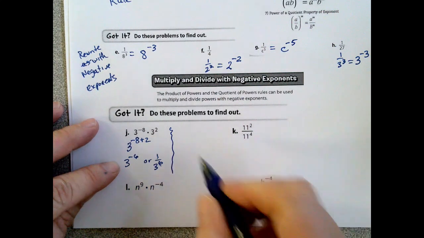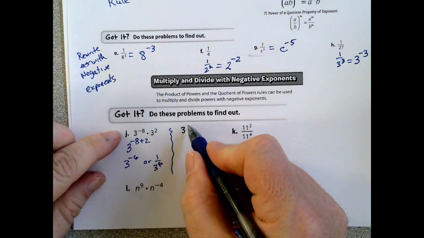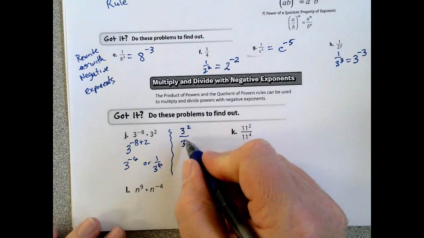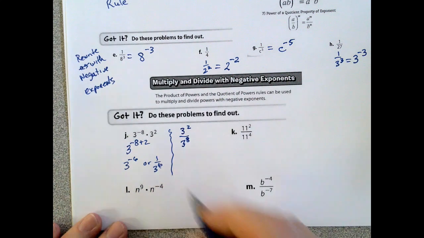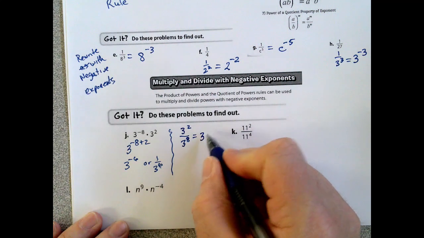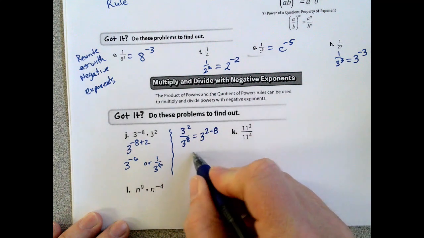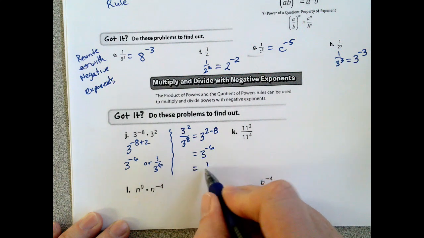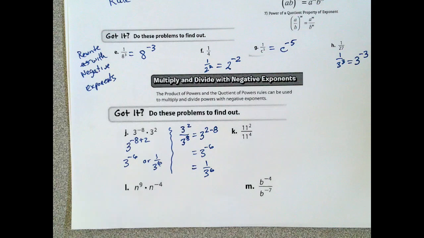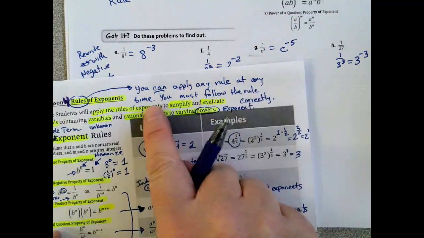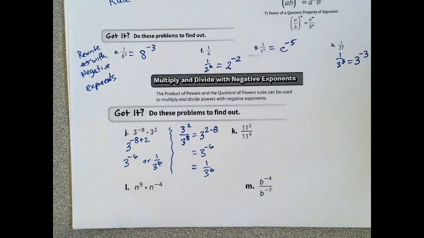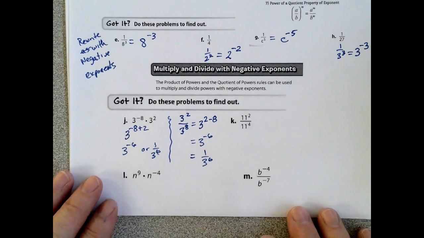Another alternative way to do this would be to go, oh, okay, well that's 3 squared. I can push that into the denominator. And now I could go 3 to the 2 minus 8, and I end up with 3 to the negative 6, which equals 1 over 3 to the 6th. Like I said at the very start, you can apply any rule at any time, but you must follow the rule correctly. And that's what you're seeing here. There's no one way to solve these things.